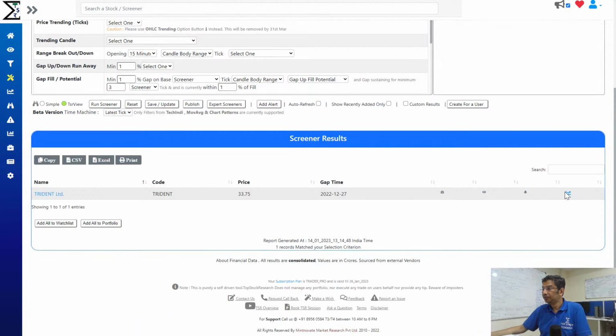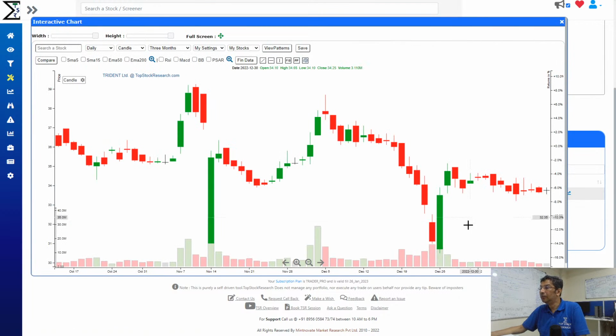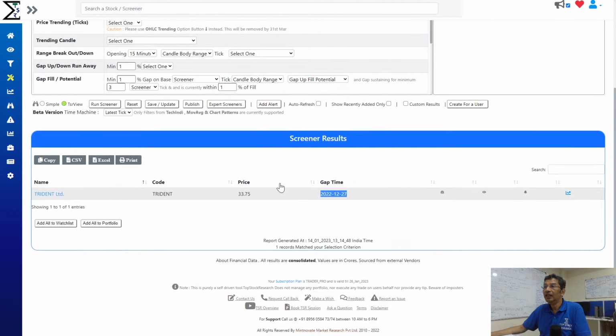So we find Trident. It is on 27th of December, right? When you look at the 27th of December, this is where the gap is there. This is up, right? So this is where the gap was there. And then the gap is about to get filled. That means it is about to get to this level, right? It is within 1%. So once this closes down, it has a tendency of going down. So this is what we mean by gap fill potential. This particular level is not yet breached, but it is within 1% of that gap, right?